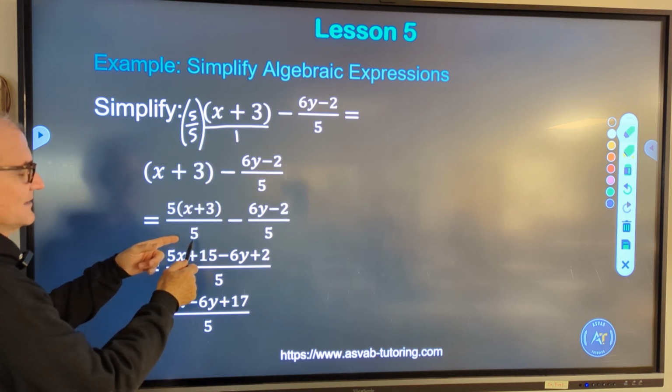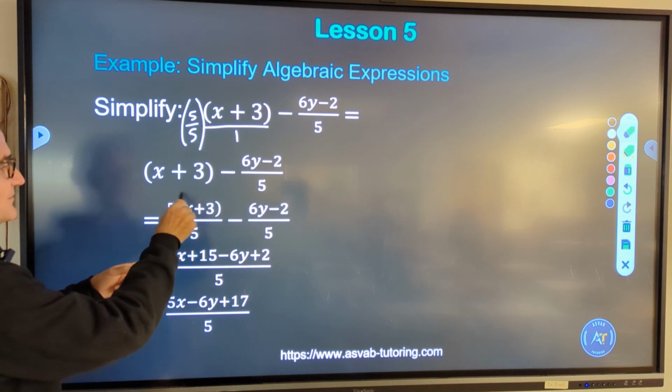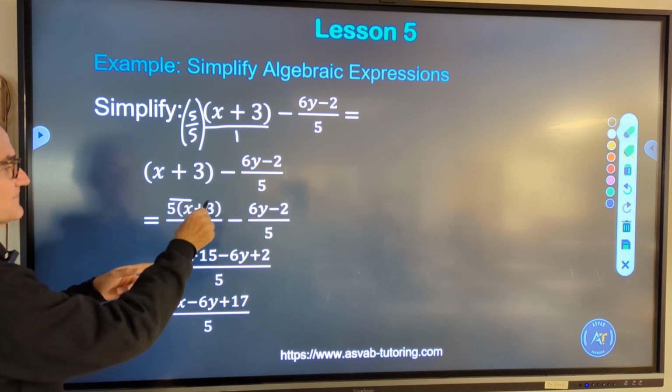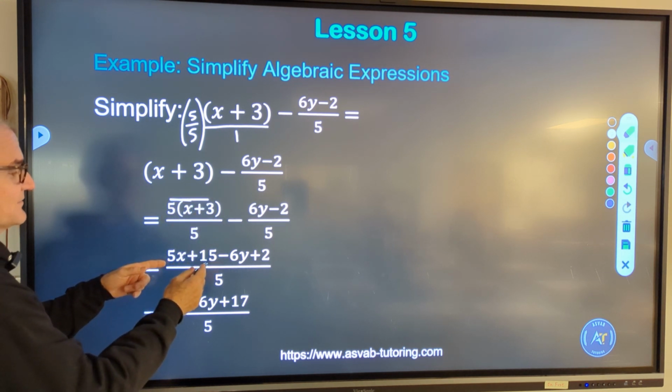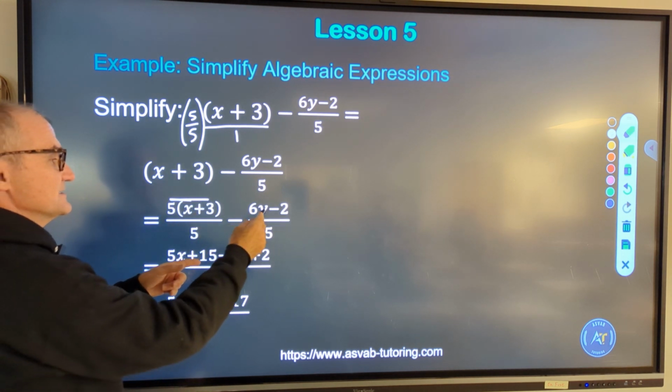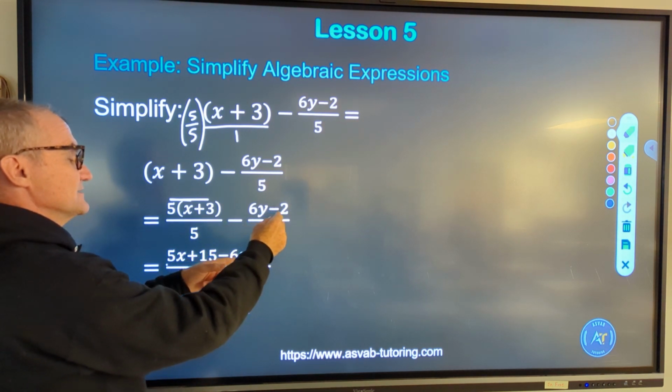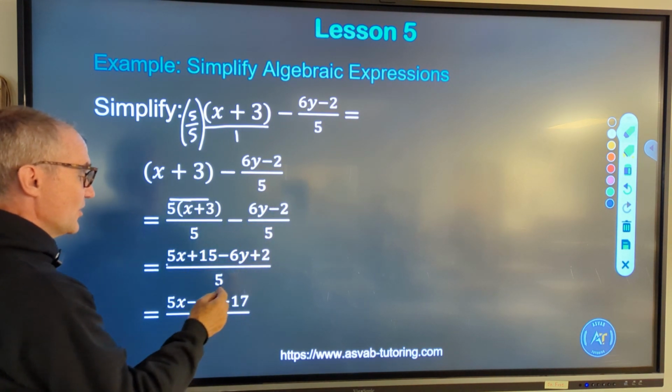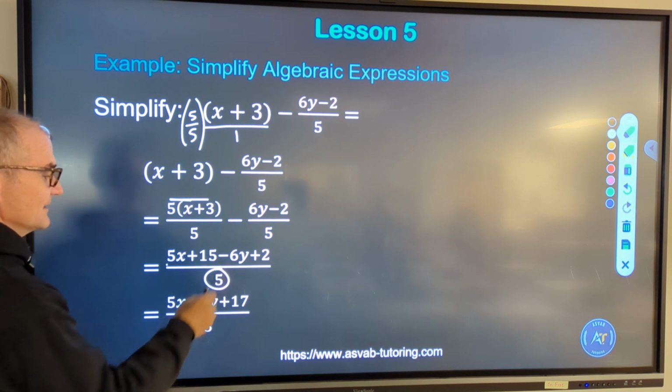to get that common denominator. Now I'm going to distribute this 5 through the quantity to get 5x plus 15 minus 6y minus 2, makes it positive 2, over that common denominator of 5.